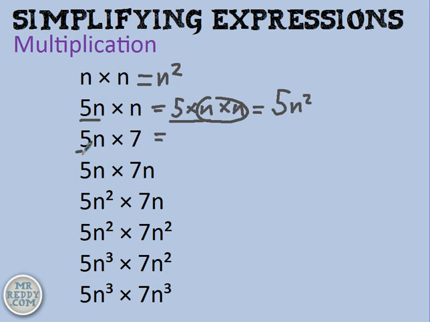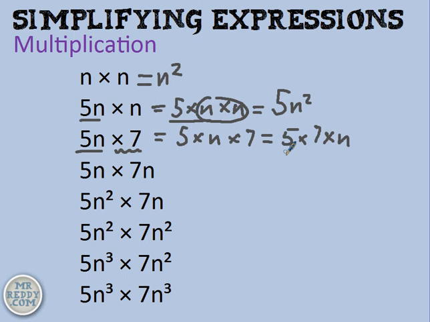Okay, 5n, as we said, stands for 5 times n, and then we're going to times it by 7. I can rearrange the order that I write those multiplications in, and I could write that as 5 times 7 times n.